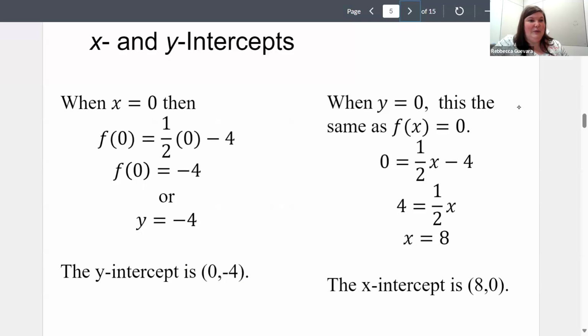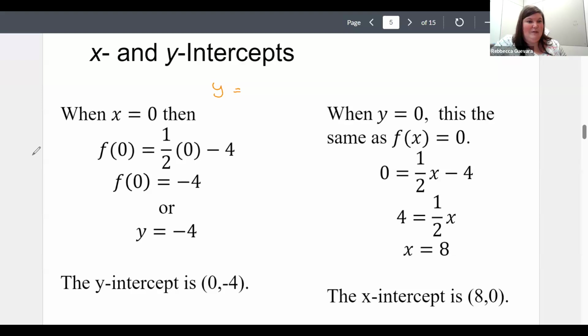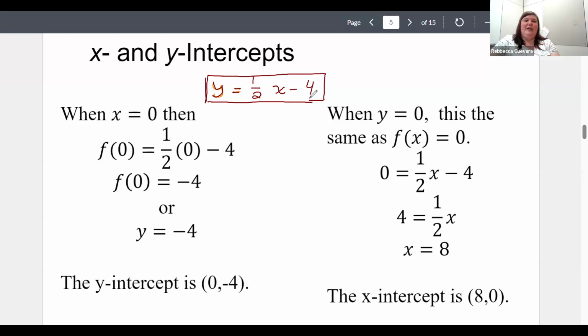So let me write our equation on here one more time. Write something a little darker. So we had y equals 1/2 x minus 4. So that's the equation for your line that we had originally. So one of the ways that we can find x and y-intercepts without actually having to do any graphing is we know where those points occur.